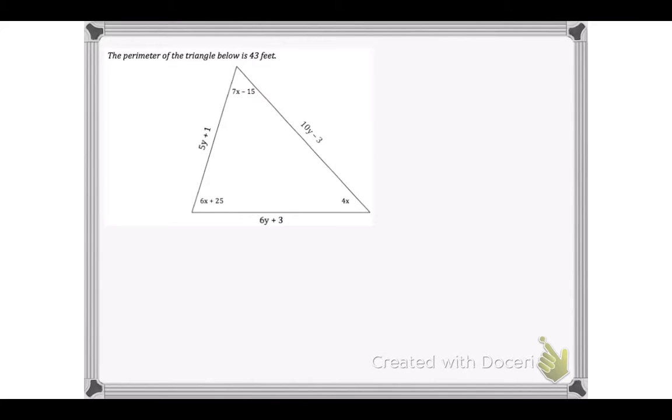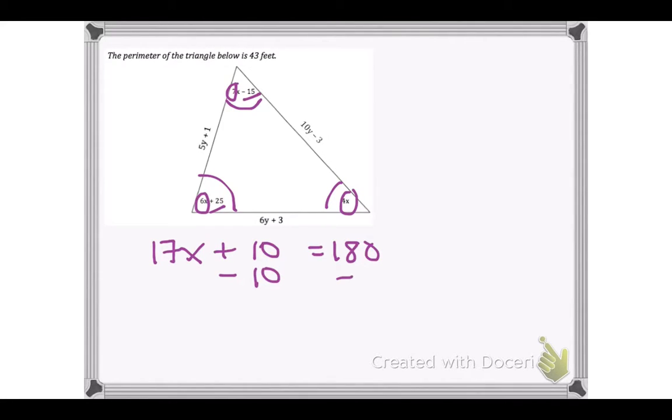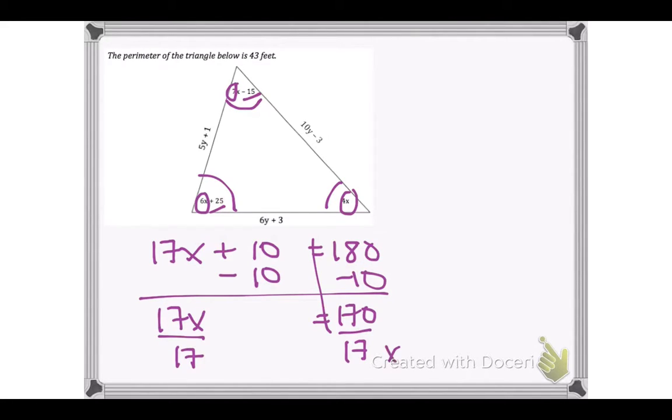Now the other concept that we talked about in this problem would be angle measure. The angles of this triangle are measured at 7x minus 15, 6x plus 25, and 4x. As with all triangles, these three angles are going to add up to be 180. Let's go ahead and add them up. I have a 6x, a 4x, and a 7x, and that's going to make 17x. Then I have 25 minus 15 is 10. Minusing the 10, you get 17x equals 170. Divide by 17, and we get x equals 10.